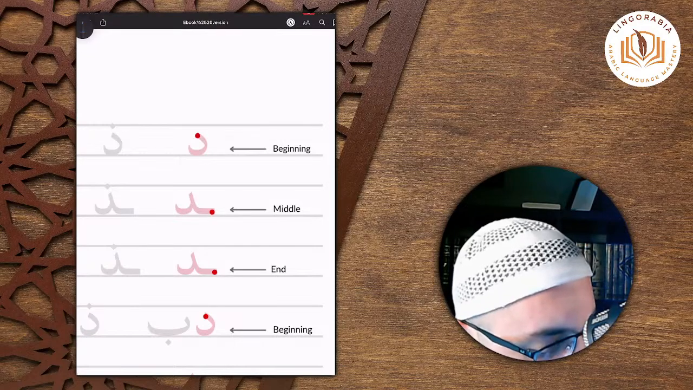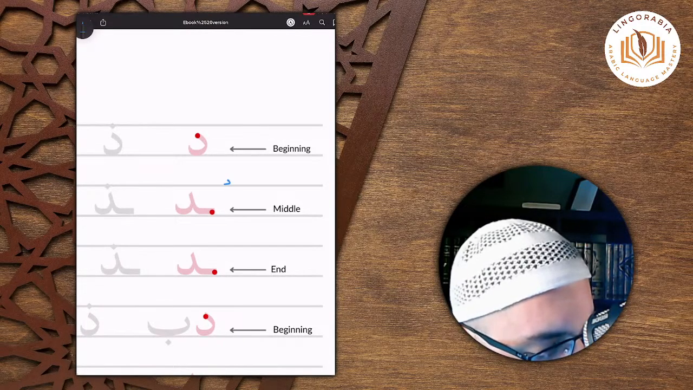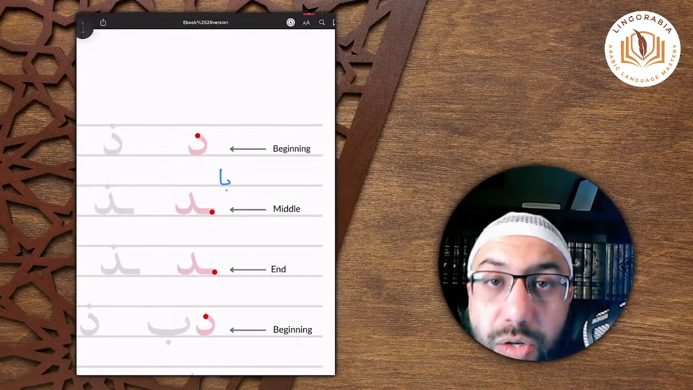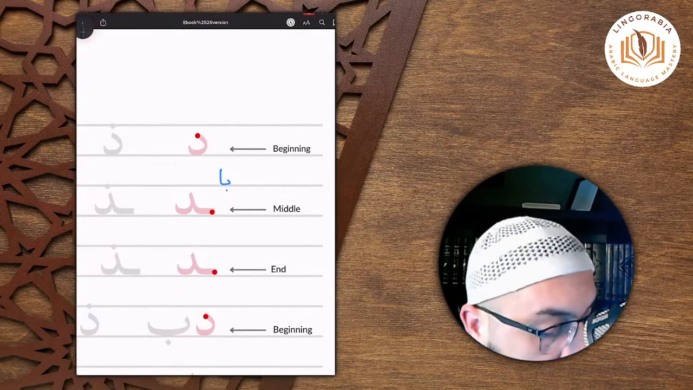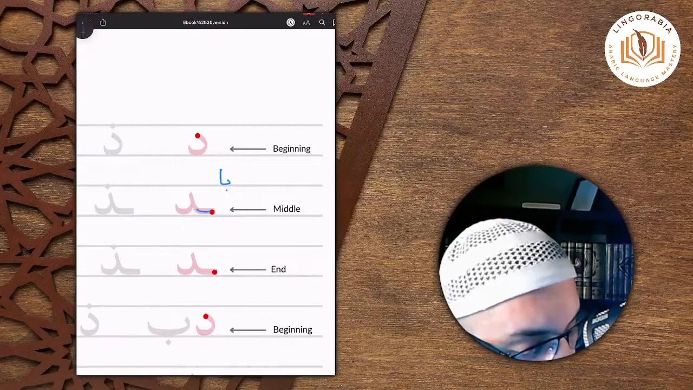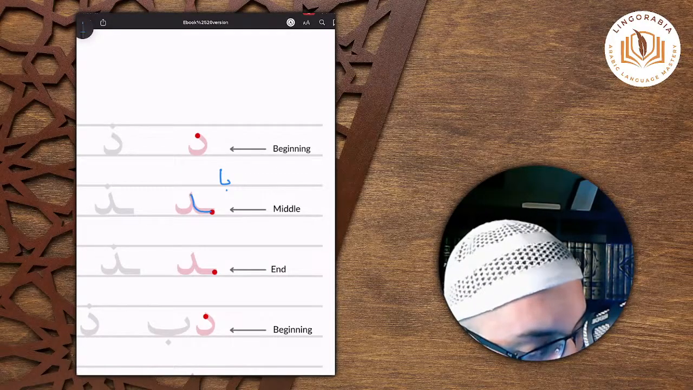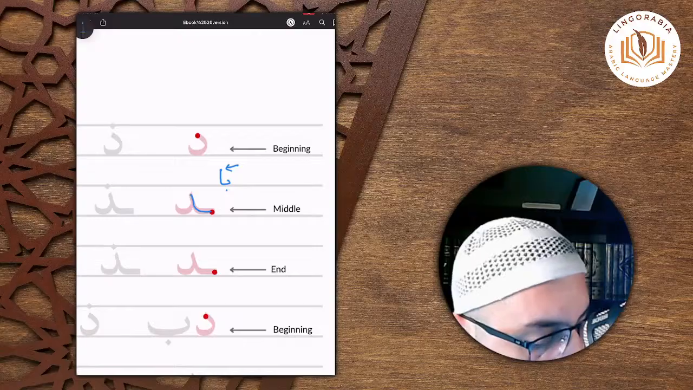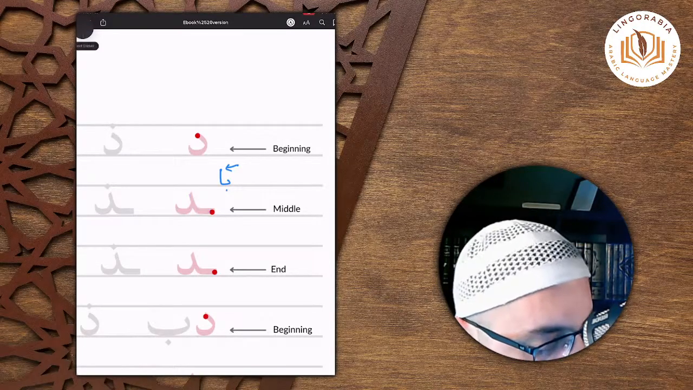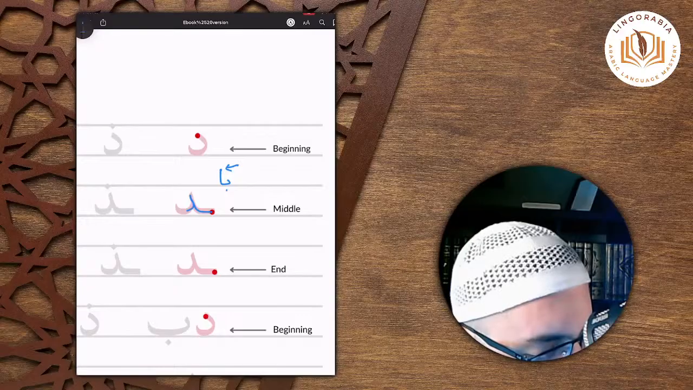The first part is like the alif. Remember the alif? We said that when you have the ba and then the alif, once you finish the ba, you don't release and you go up. Now the first part of the dal is also similar, so you don't release and you go up. But when you're up there with the alif, you release. With the dal, you don't release, you go down again and you write the dal.